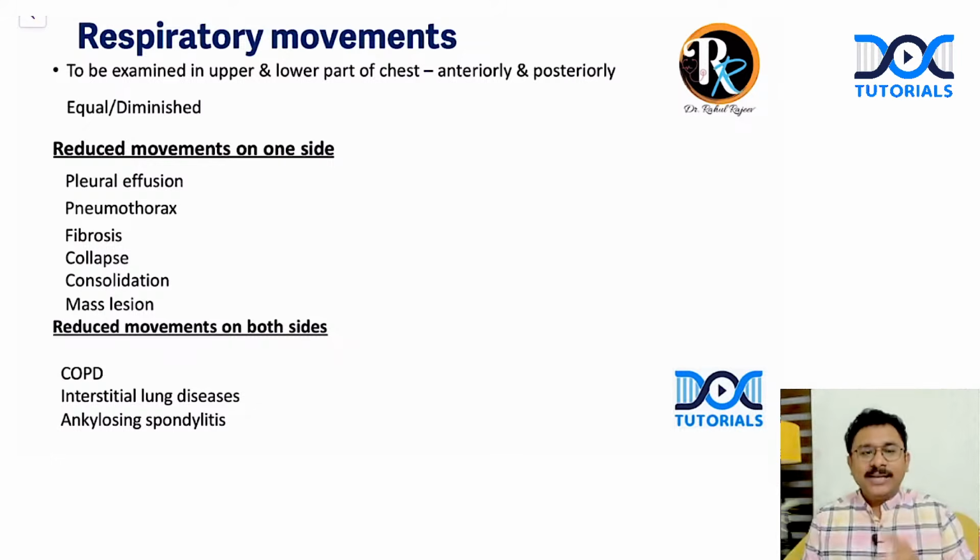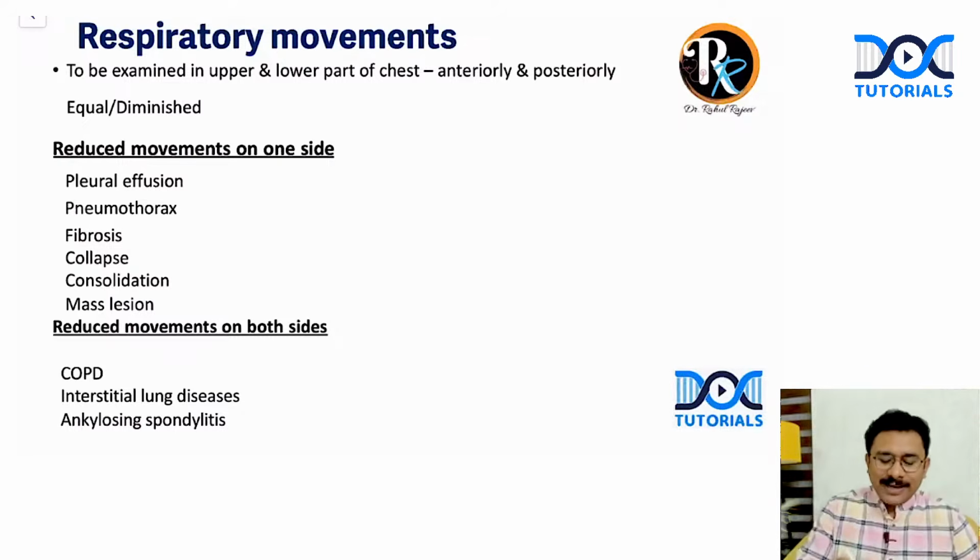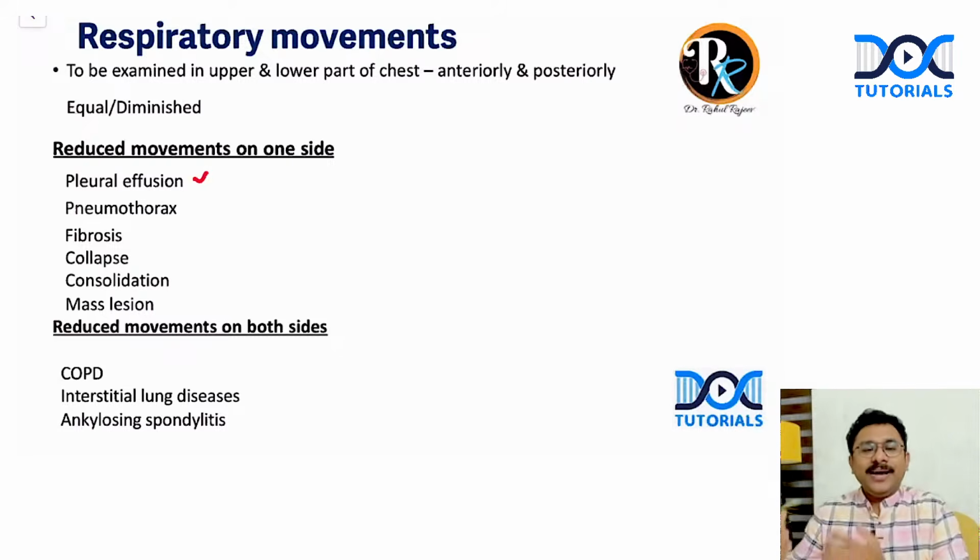Now the examiner will ask you what are the causes of reduced movements. Remember, you have reduced movements on one side, reduced movements on both sides. So one side, pleural effusion. Again, I am just giving you a list, but you be logical. Do you think a very mild effusion, in case of an asymptomatic effusion, may produce a significant reduction of movement? May not be. So these have to be prominent, then only you will have the respiratory movements being affected on that side.